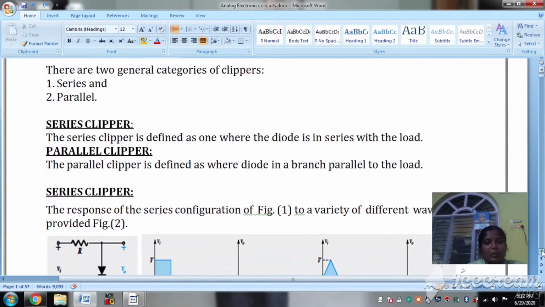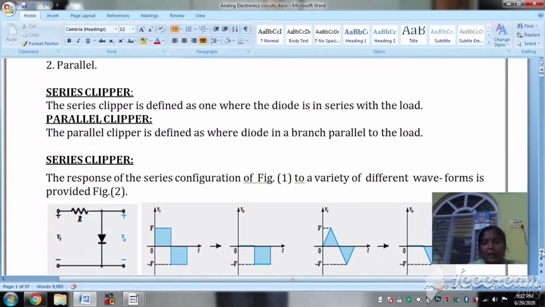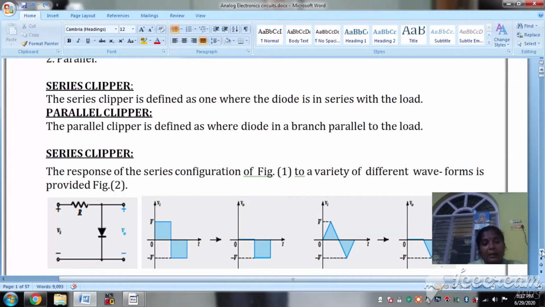So this is what I told: the diode is connected in series with your load. Assume here my load is this resistance R, the load resistance. Now you see my diode is connected in series with your resistance, so it is called a series clipper. Now this is your input waveform.